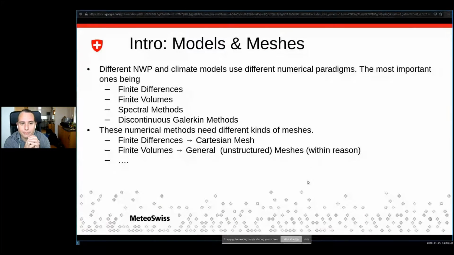As you do know, there are quite a few different numerical models in operation all over the world. And arguably the most important difference between them is the numerical methods they employ. Just to name a few which are currently important, first of all, and maybe most basic of all, are the finite differences, which are historically important, but there is still at least one model in operation which uses finite differences as the most central numerical paradigm.